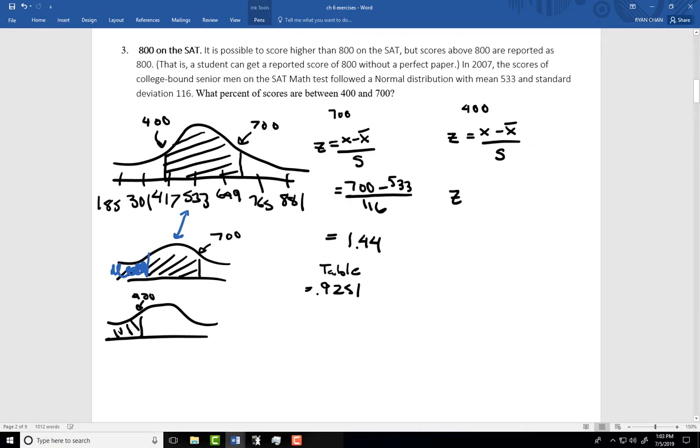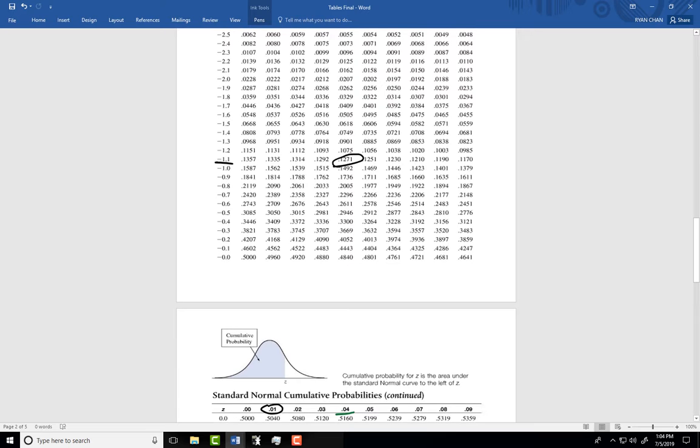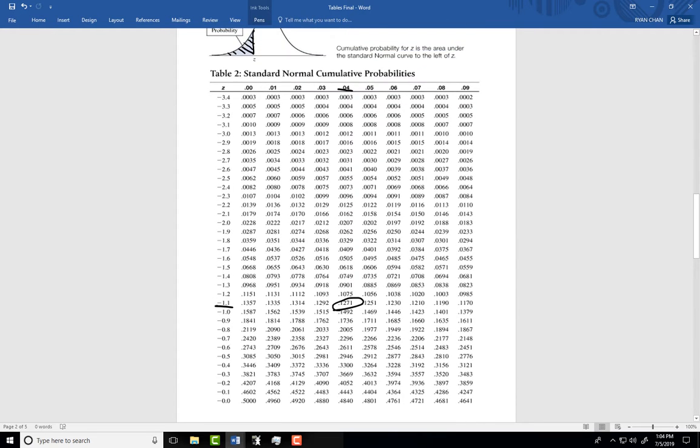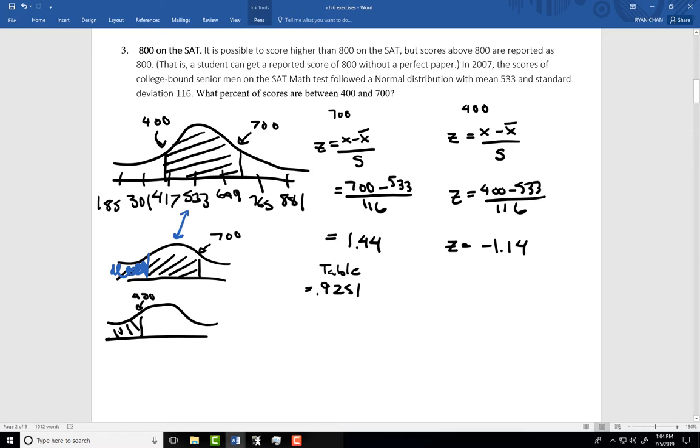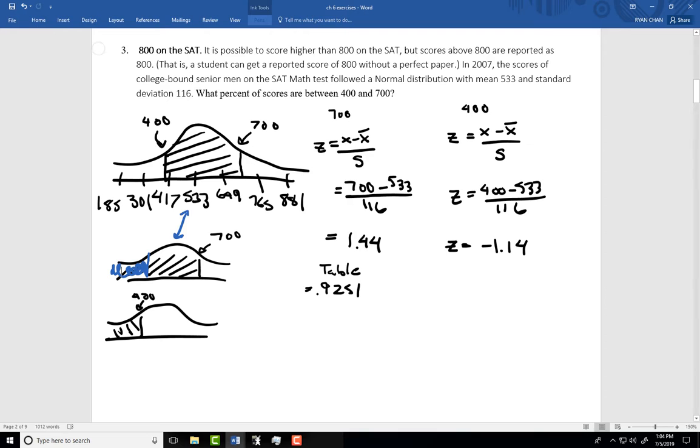So this is going to be 400 minus 533 divided by 116. And this is negative 1.14. So let's go back to the table. Oh, we already got that, so it's 0.1271. So my table for this one is 0.1271.